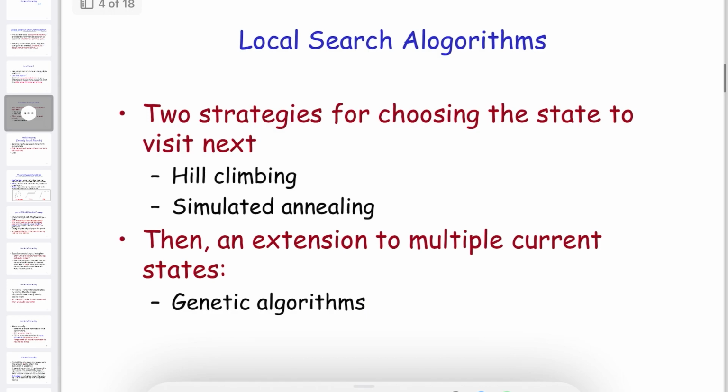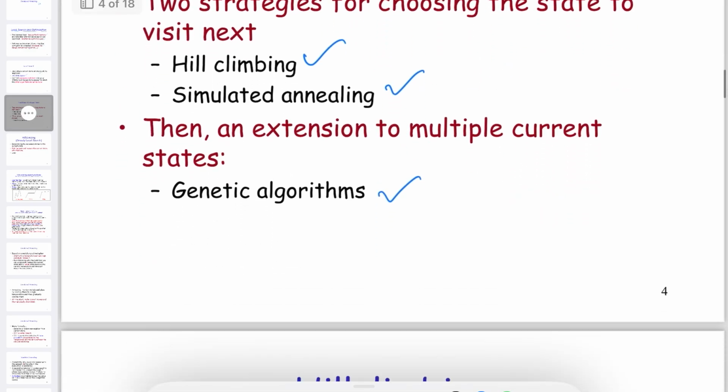In local search, we have three algorithms: hill climbing, simulated annealing, and genetic algorithm. There are two strategies for choosing the state to visit next. If it is based on the next state to visit, we have hill climbing and simulated annealing. Then there is an extension to multiple current states, and based on that we have genetic algorithms. We are going to see all of these.